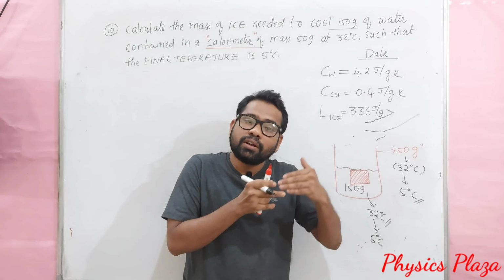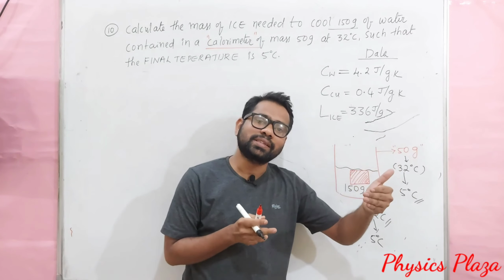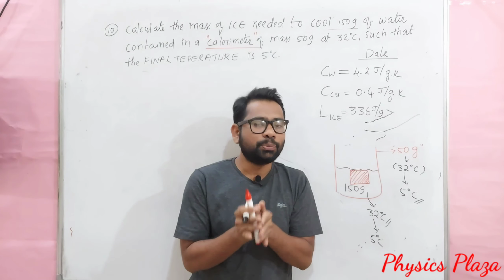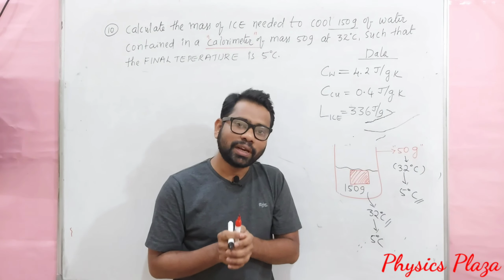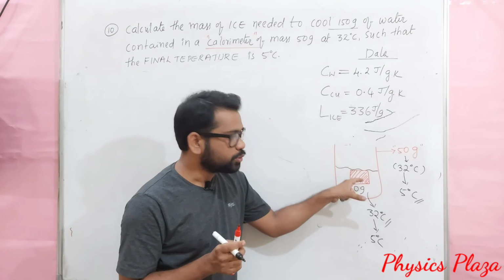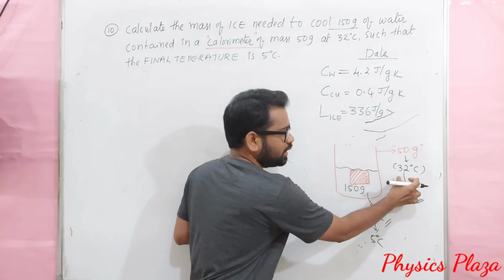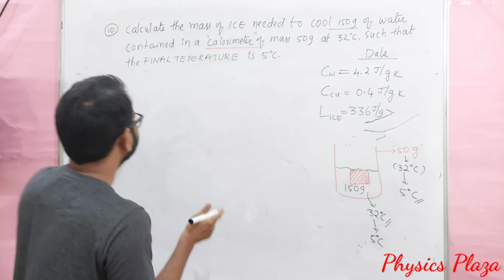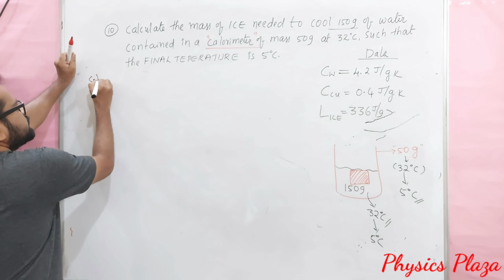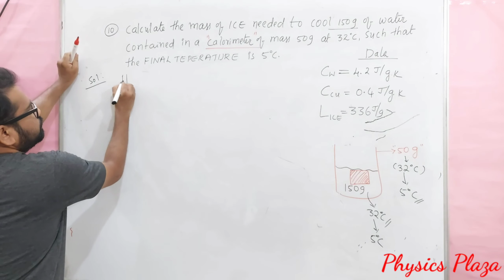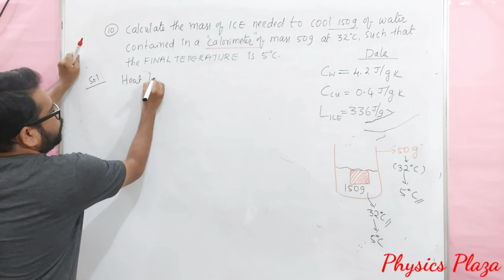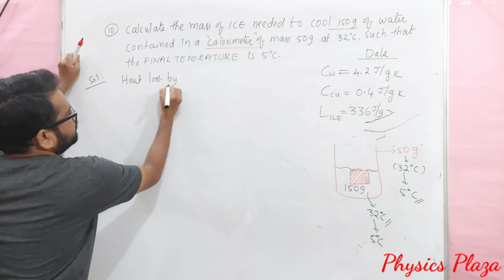After that, we are going to calculate the heat gained by the ice. Then we can equate both according to the principle of calorimetry, and we will get the mass of the ice used in this case. First, let us calculate the heat lost by the copper vessel. Children, first let us calculate the heat lost by the calorimeter.